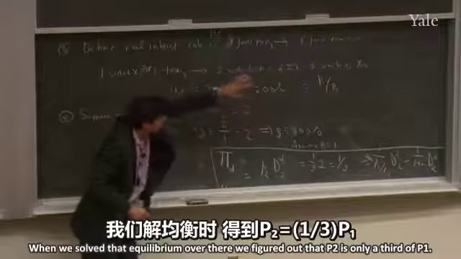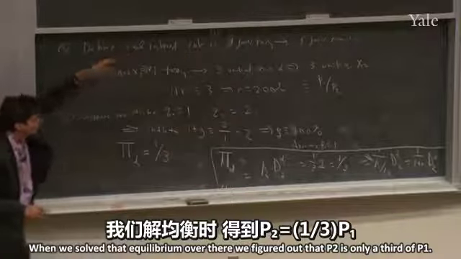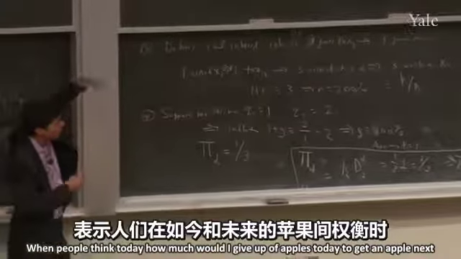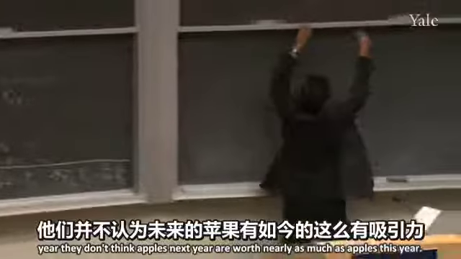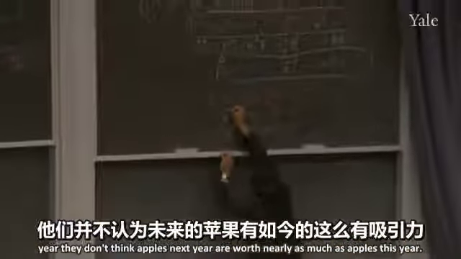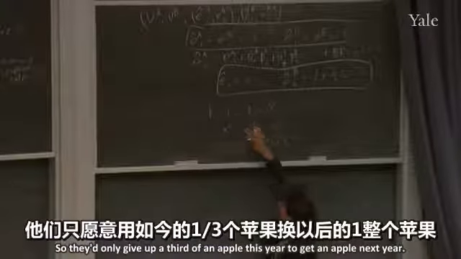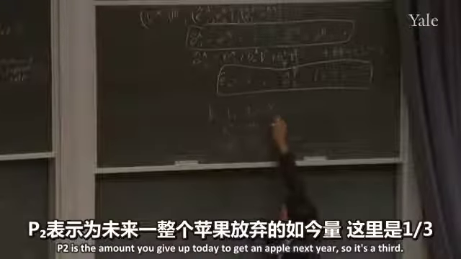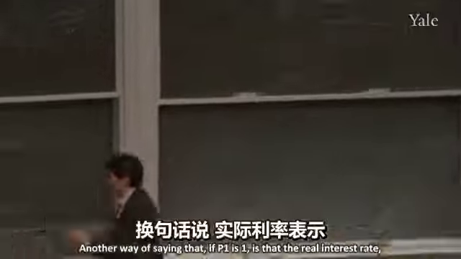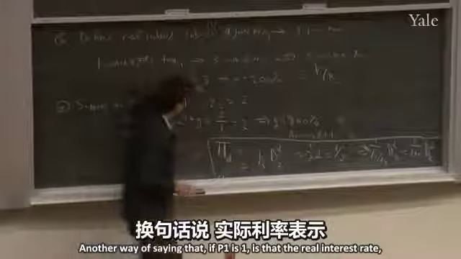When we solved that equilibrium over there, we figured out that P2 is only a third of P1. When people think, how much would I give up of apples today to get an apple next year? They don't think apples next year are worth nearly as much as apples this year. So they'd only give up a third of an apple this year to get an apple next year. P2 is the amount you give up today to get an apple next year. So it's a third.